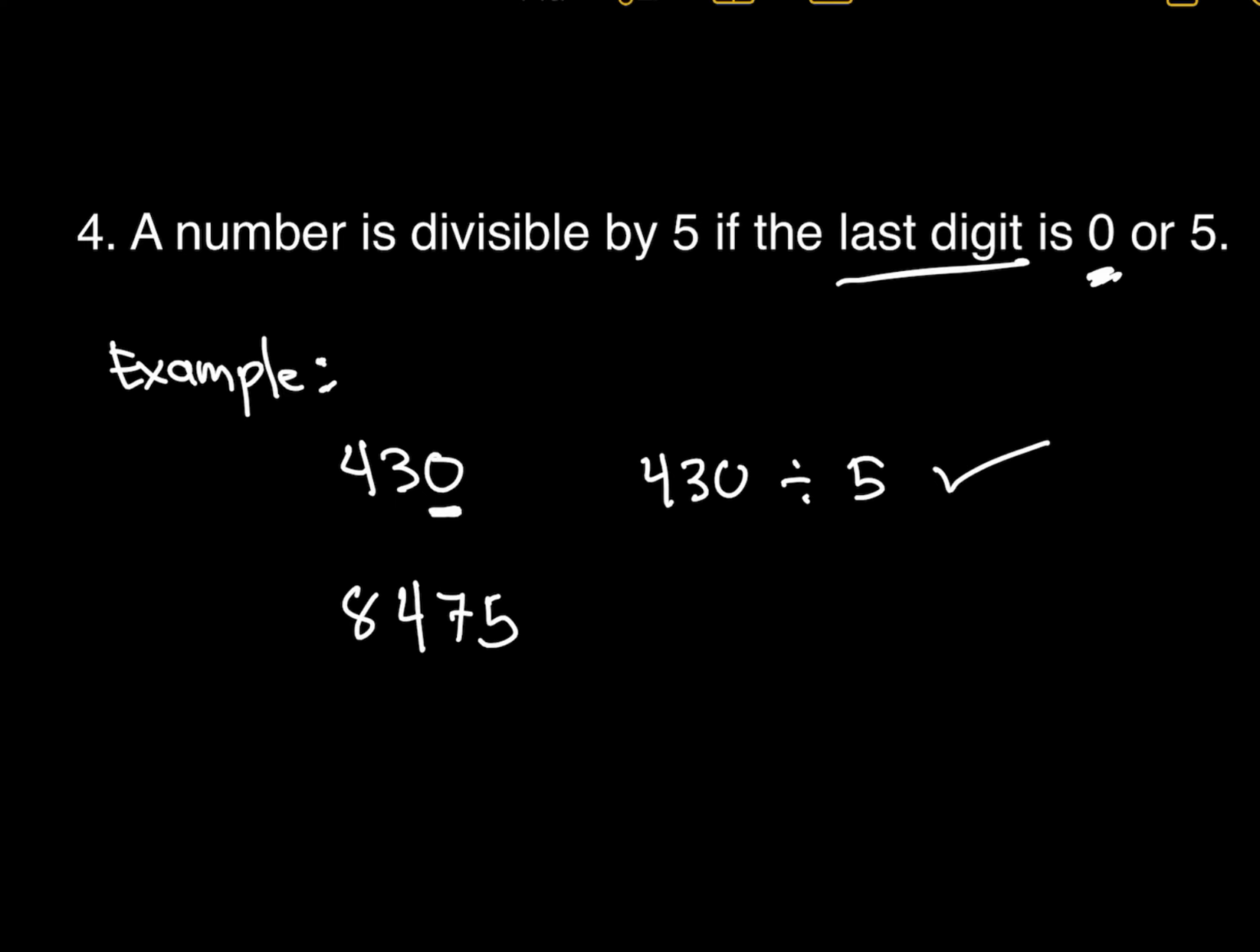Another one, if you have 8,475, it ends with 5, right? So based on the rule, it ends with 5. Therefore, 8,475 is divisible by 5.